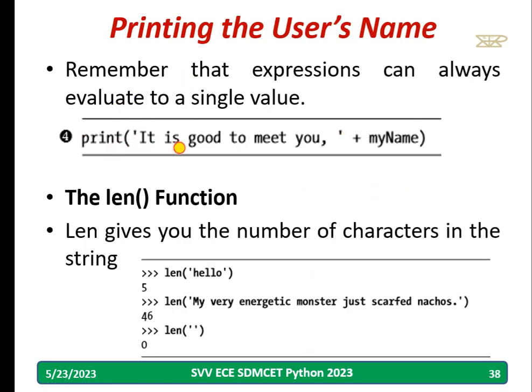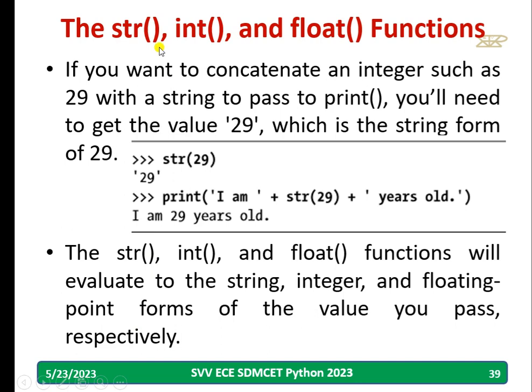Now you are printing, it is good to meet you, plus my name. Whatever my name is, that will be printed along with this. The len function gives you the number of characters in a particular string. For example, some text is given here. You count the number of characters in this, so it will be 46. For example, length of hello, we have only 5 characters. Sir, if I am not putting anything, then what will come? 0 will come.